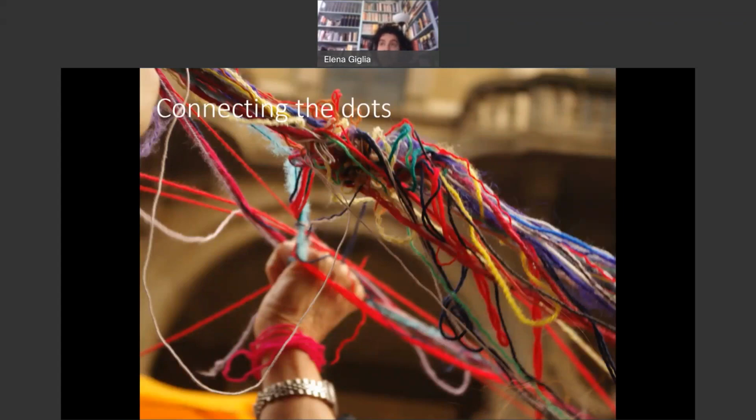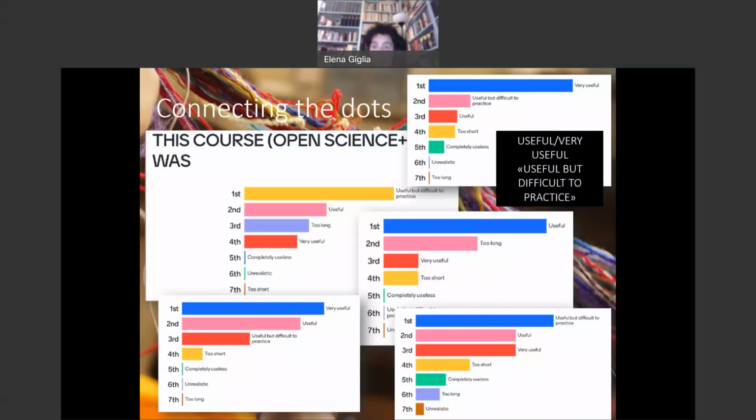So this was the final feedback. I asked them about the entire course, and I would say I'm happy because, as you can see, very useful, very useful. Someone also said too short, which, come on, was 12 plus 9 hours. There is also something completely useless, which we should investigate. But what struck me was useful but difficult to practice, which means that we still have a lot to do to change the system. Because unless you change the research assessment criteria, open science will still be difficult to practice.